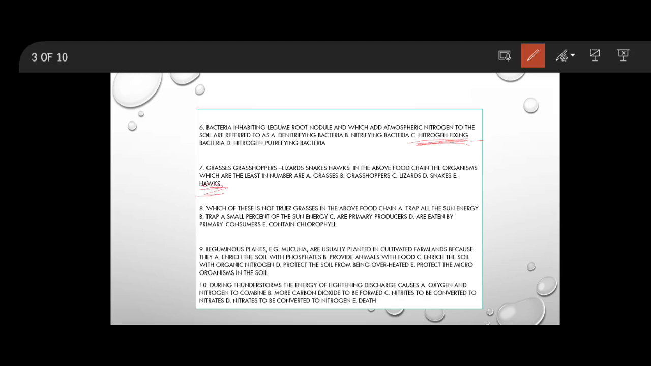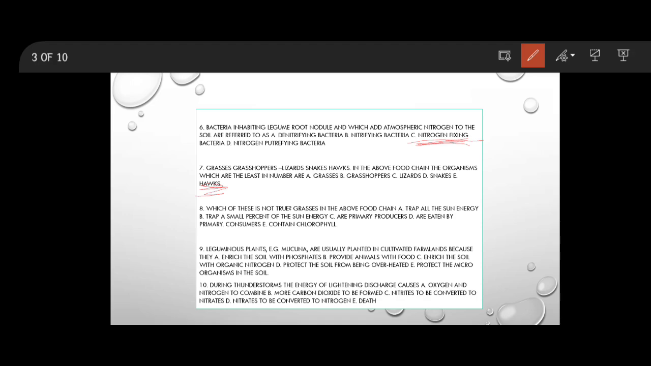Moving on, which of this is not true? Grasses in the above food chain dash: trap all sunlight, trap a small percentage of sunlight, are primary producer, are eaten by primary consumers, contains chlorophyll. Let's take a look at the options one after the other from the back. Contains chlorophyll: all plants contain chlorophyll, that is right.